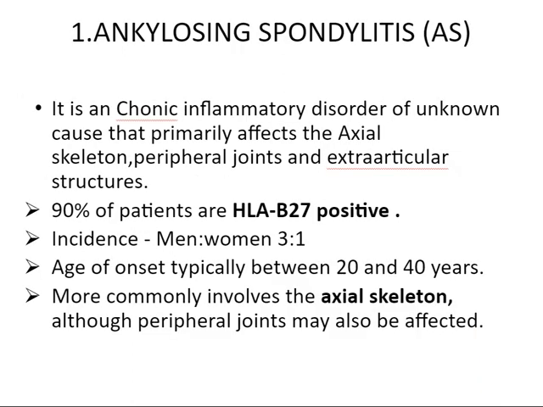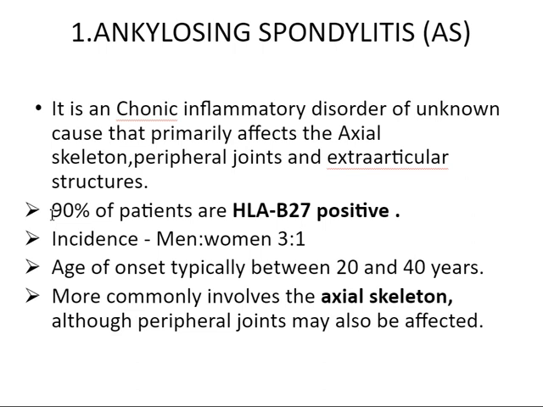Now let us discuss the most important topic, that is ankylosing spondylitis. It is a chronic inflammatory disorder of unknown cause that primarily affects the axial skeleton, peripheral joints, and extra-articular structures. We already discussed, these are the things which were present in the common features. And we have already seen 90% of patients are HLA-B27 positive.